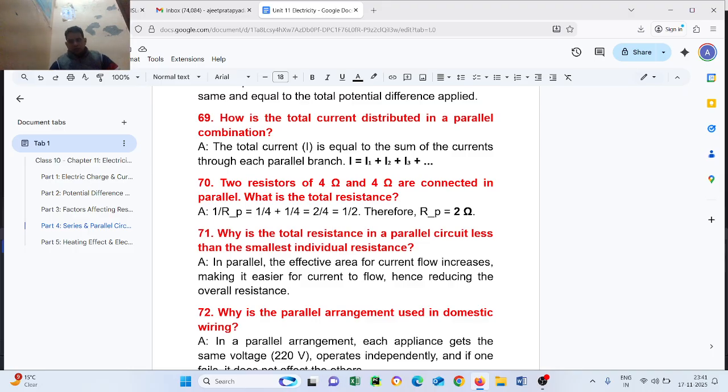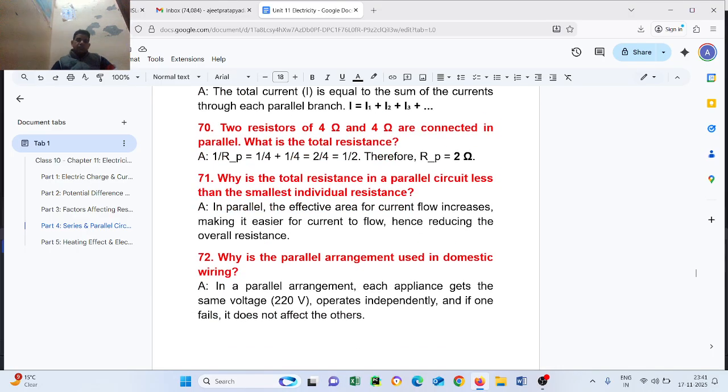Therefore, Rp equal to 2 ohm. Question number 71. Why is the total resistance in a parallel circuit less than the smallest individual resistor? In a parallel circuit, the effective area of current flow increases, making it easier for current to flow, hence reducing the overall resistance.